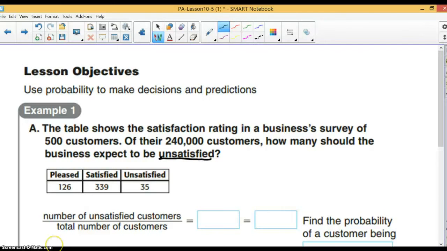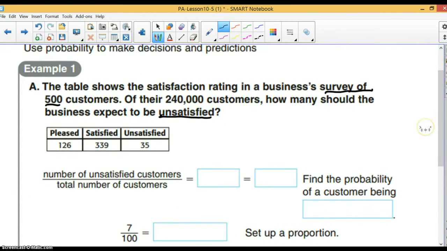Our first example in our notebook today looks at a restaurant and they're trying to figure out how many customers are unsatisfied. The table below is a survey of 500 customers, and that is supposed to be representative of their 240,000 total customers. We need to use this information to figure out how many unsatisfied customers there are. First, we're going to set it up using the proportions that we had learned previously, followed by comparing our answer if we had just used our formula.